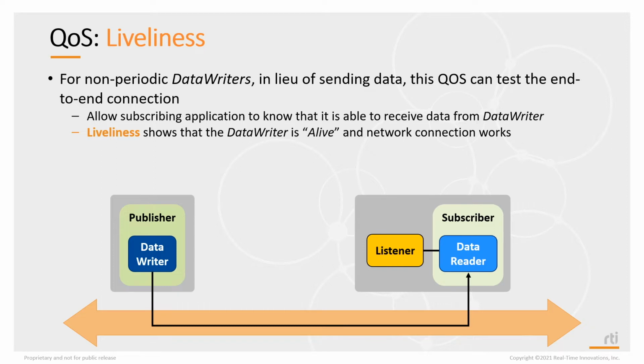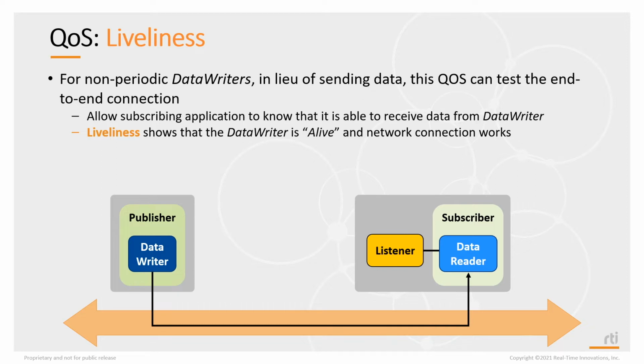One, you have a data writer that constantly is sending data. It's sending data periodically. It's a periodic data writer. Now, with a periodic data writer, as long as you're receiving data, you know that one, the data writer is alive, and two, network connection is good. If you stop receiving data from a periodic data writer, that's a pretty good indication that there's a problem. Either the application that's sending data has crashed, or the network has crashed.